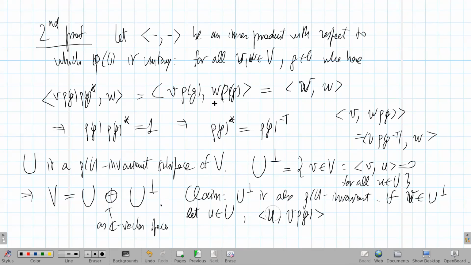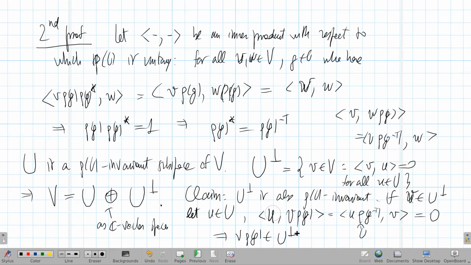But since the elements of rho G are unitary, this equals U rho G inverse V, okay? And this is still an element of U. By definition, V is an element of U orthogonal, so this being an element of U, this is zero. What I found is that for all U in U, V rho G is orthogonal to U. So this means that V rho G is in U orthogonal. This is a geometric proof, and many people consider this to be the right proof.